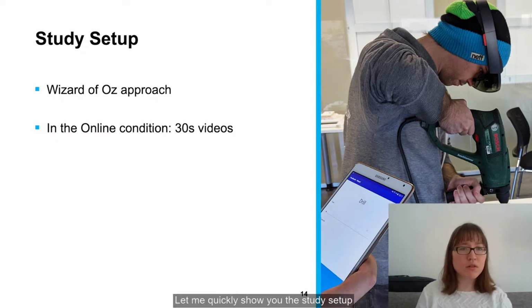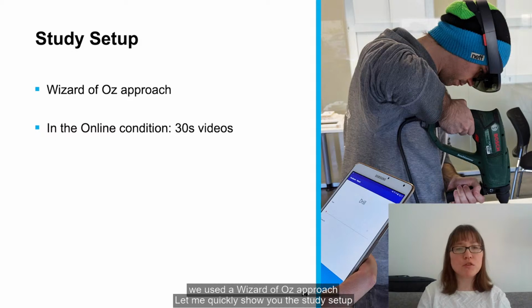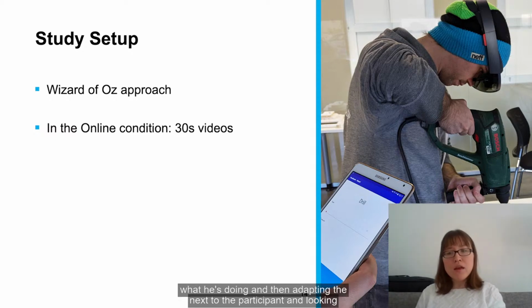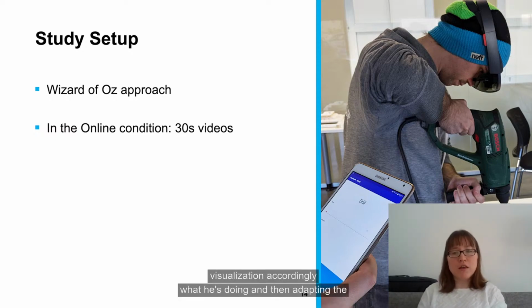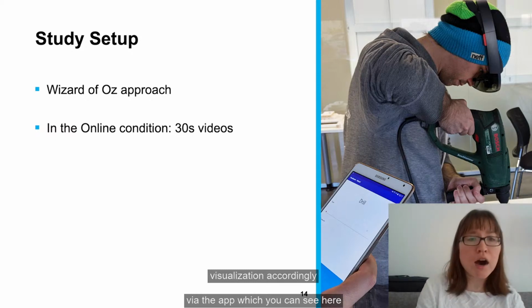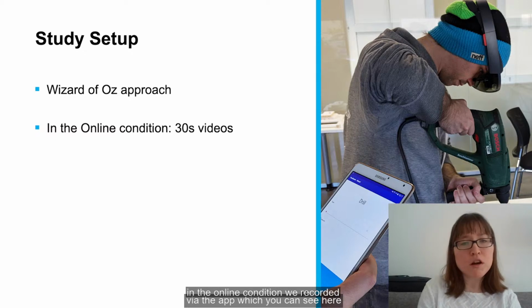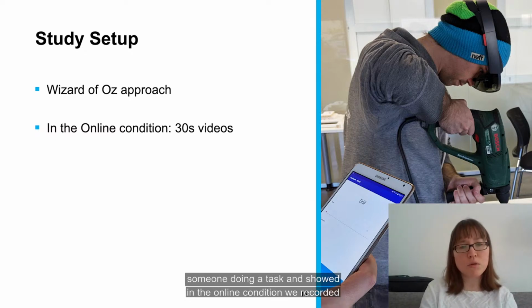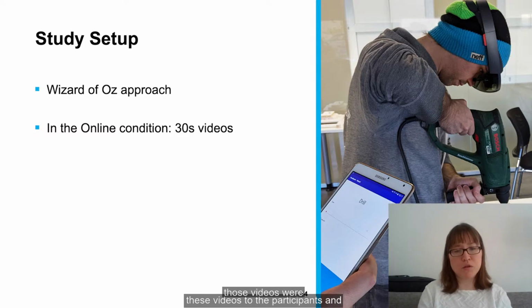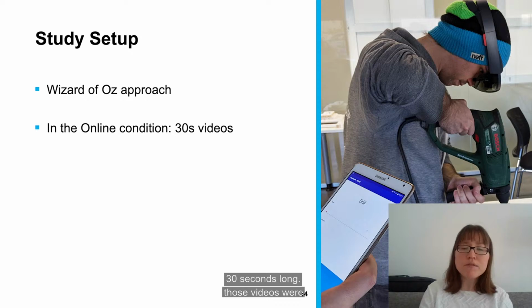Let me quickly show you the study setup. We used a Wizard of Oz approach. So there was always an experimenter standing next to the participant, looking at what they're doing, and then adapting the visualization accordingly via the app, which you can see here. In the online condition, we recorded someone doing a task and showed these videos to the participants, and those videos were 30 seconds long.